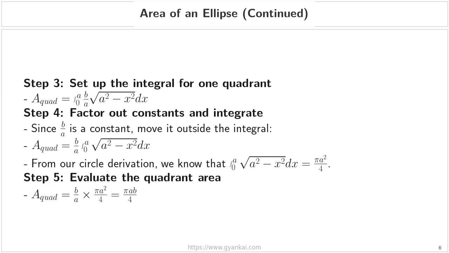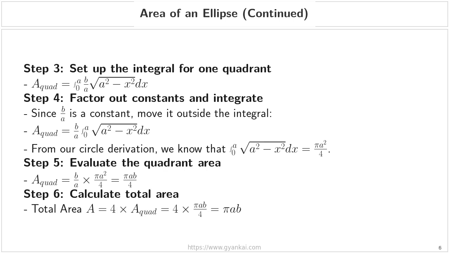This brings us to step 5, where we evaluate the area of the quadrant. We simply multiply our constant, b over a, by the result we just mentioned, which is pi a squared over 4. When you multiply these together, one of the a terms cancels out, leaving us with the simplified expression for the quadrant area, pi a b over 4.